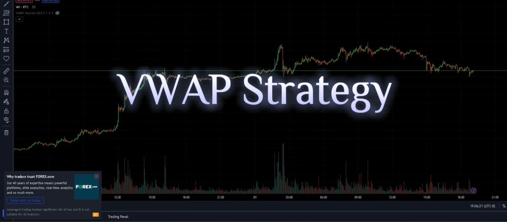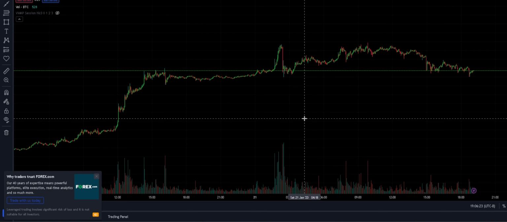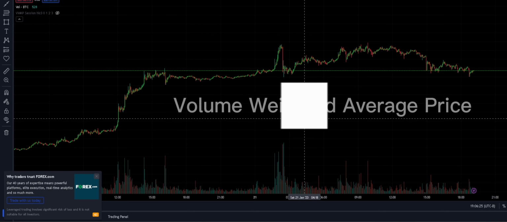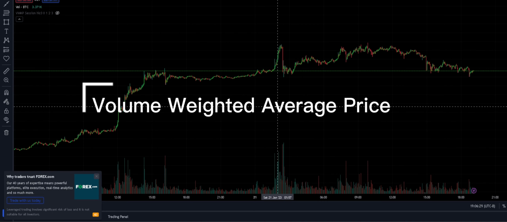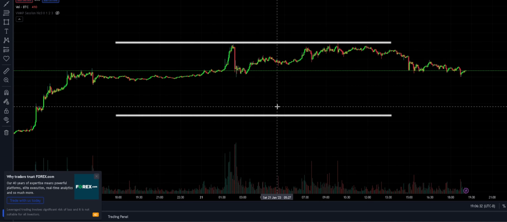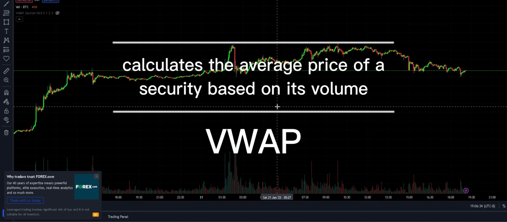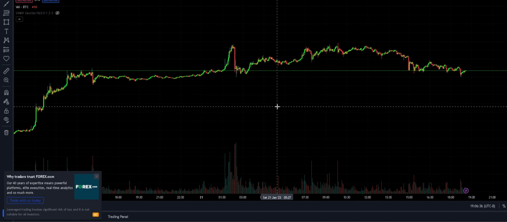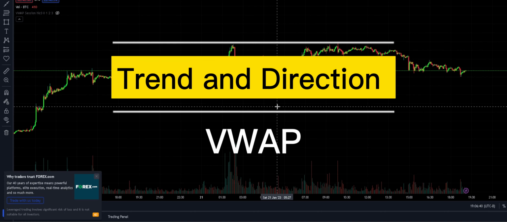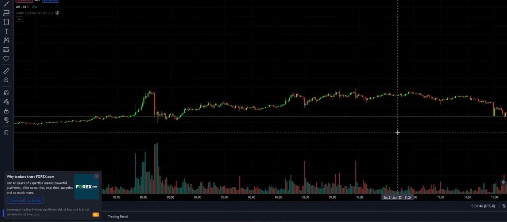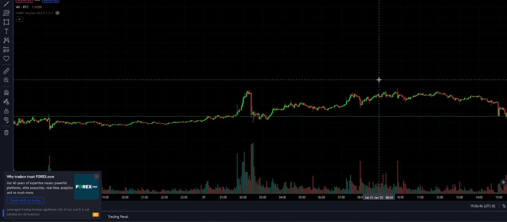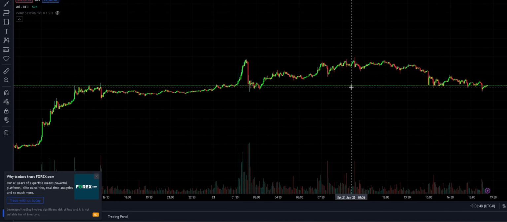First, let me define what the VWAP is. VWAP stands for volume weighted average price. It is a technical indicator that calculates the average price of a security based on volume. It's often used by day traders to determine the overall trend and direction of the stock. Let me just give you a little overview of what I mean by that.